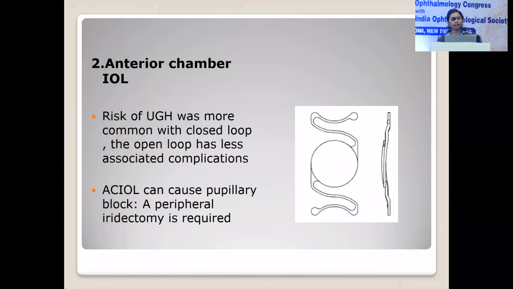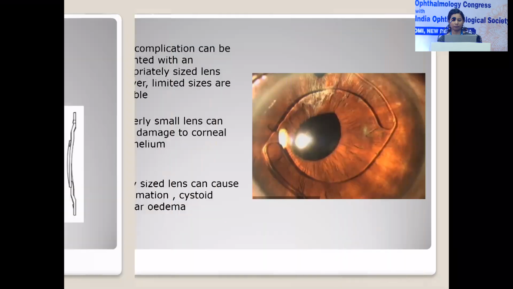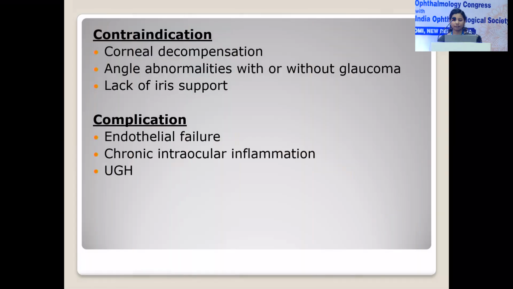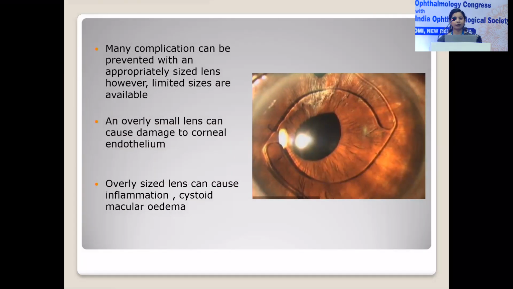The other technique in these cases is anterior chamber intraocular lenses. In the previous older closed loop designs, there were more chances of UGH syndrome, but with the modern open loop designs, there are fewer associated complications. In these lenses, the risk of pupillary block is usually high, so a peripheral iridectomy is always performed.